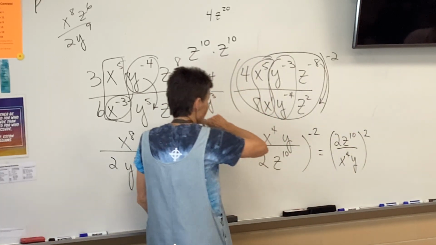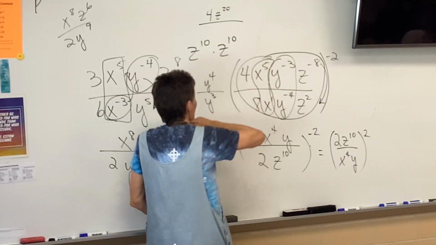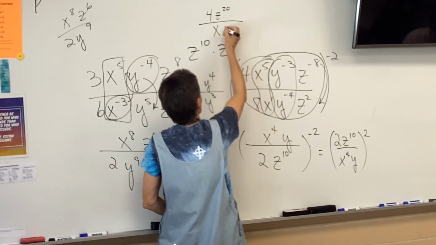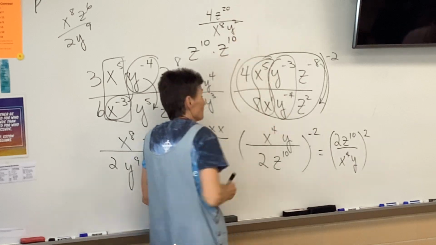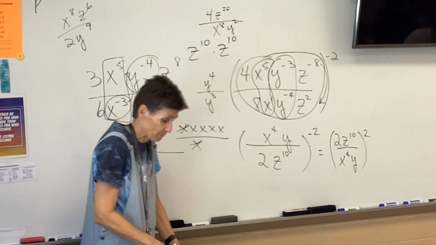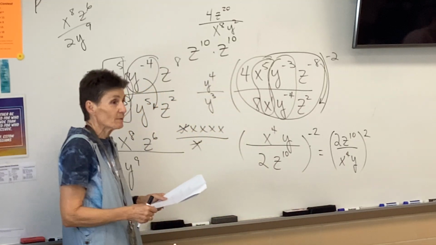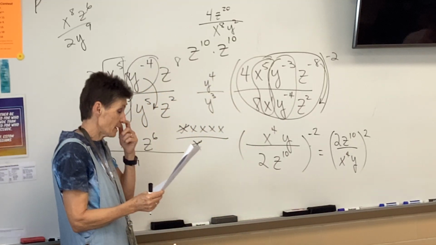So I have 4z to the 20th over x to the 8th y squared. You okay with that? All right, here we go.